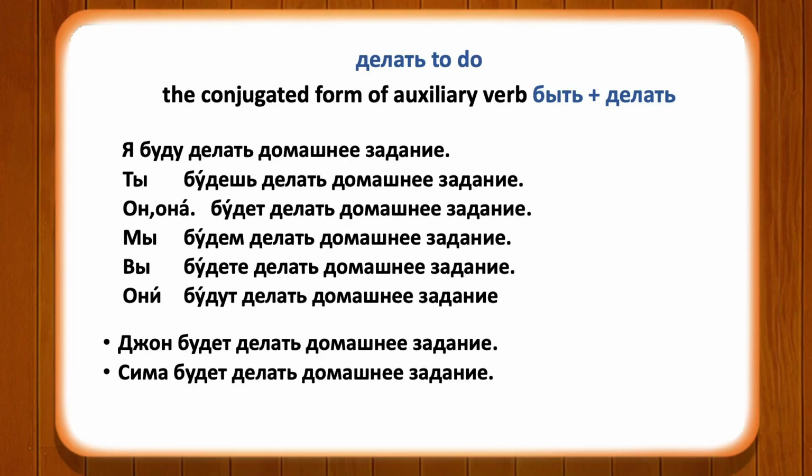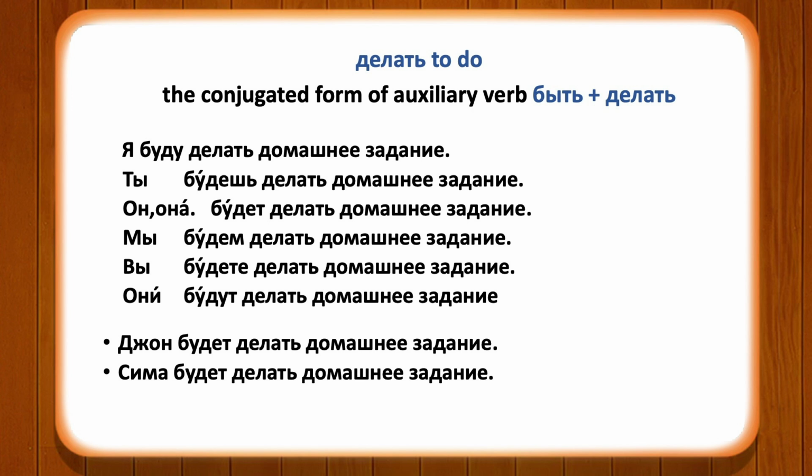Делать means to do. Делать домашнее задание means to do homework. Now how to use this verb in future tense? We will be using it in a similar manner, by conjugating the forms of the verb быть and using the infinitive form of the verb делать. As you can see, я буду делать, which means I will be doing or I will do. Я буду делать домашнее задание means I will be doing the homework or I will do the homework.